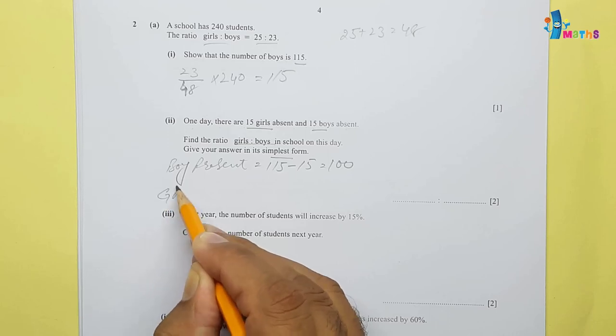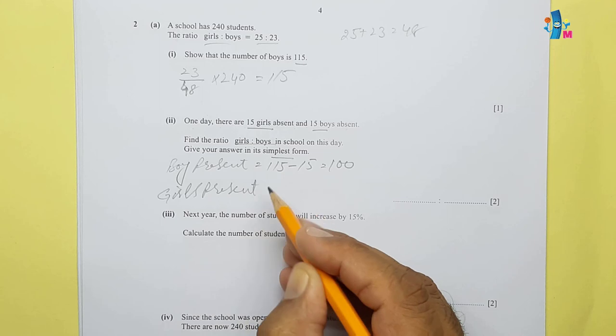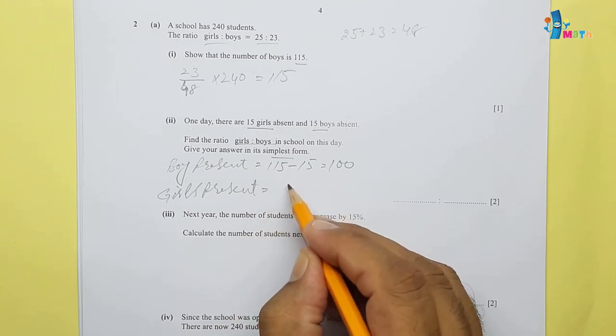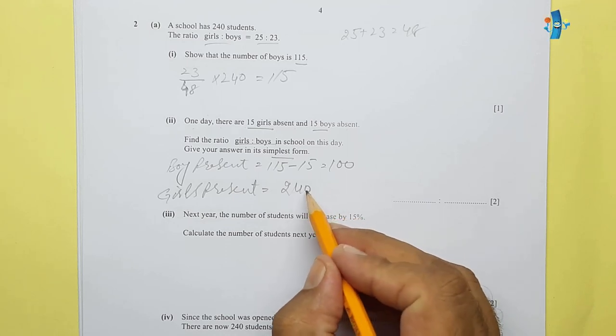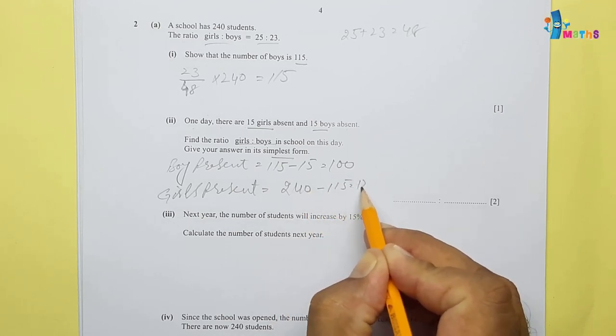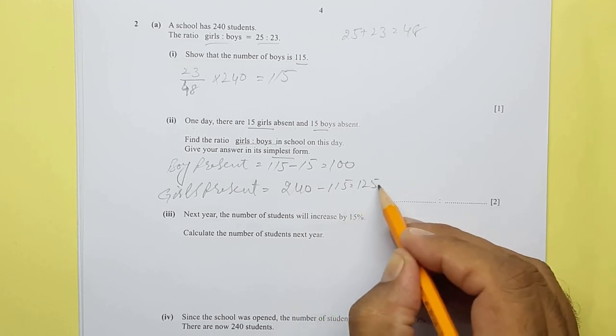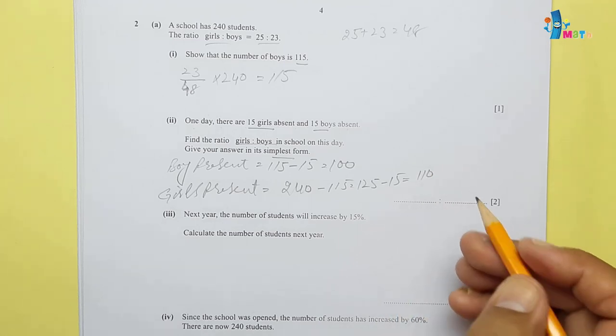girls present. We can write this one as 240. 240 are the total, and minus 115, which is equal to 125. And out of 125, 15 are absent, so 110 were present.